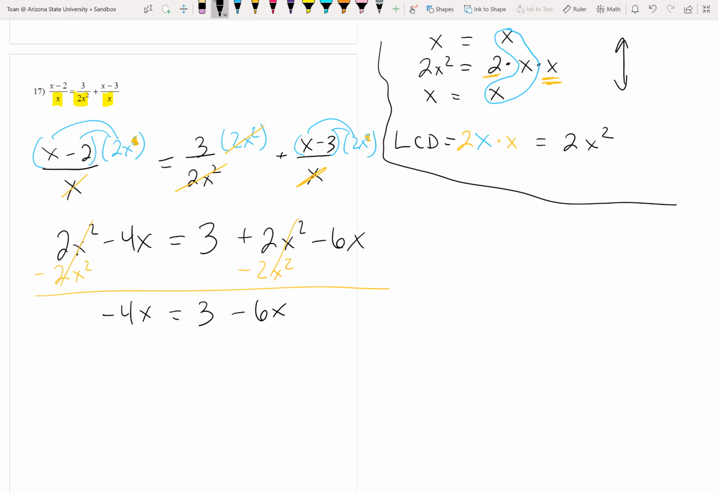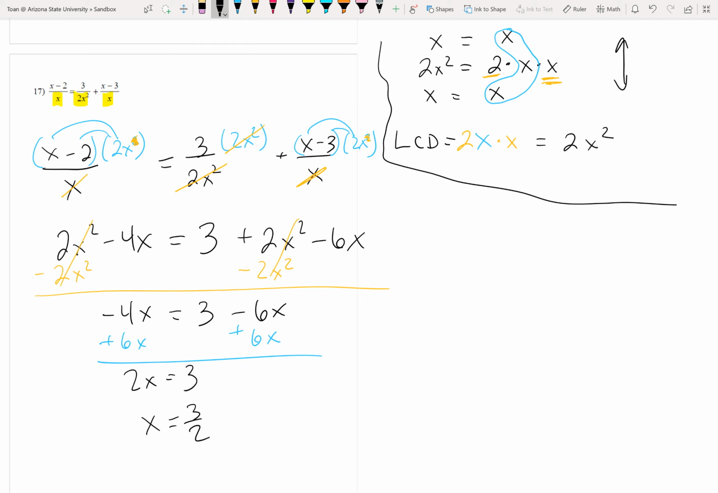So get all the x's on one side, get all the numbers on the other, solve. 6x, 6x, 2x equals 3, divide out the 2, x equals 3 halves. Now the one thing with a rational equation is it's not an option. You must check your answers.